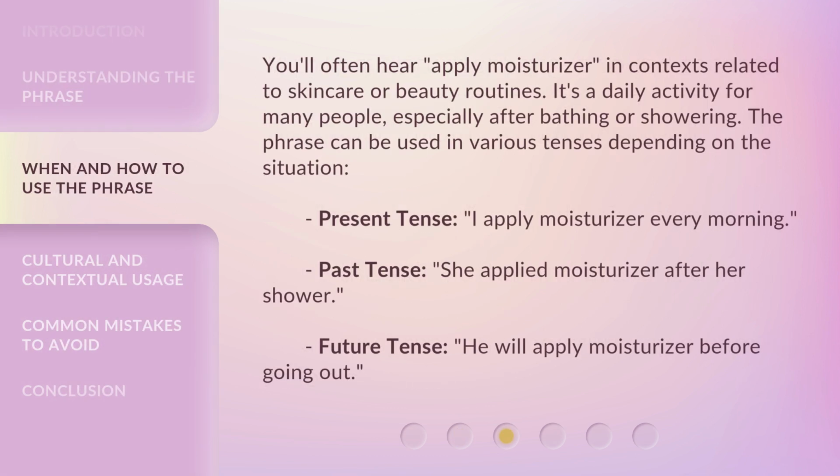You'll often hear, apply moisturizer, in contexts related to skincare or beauty routines. It's a daily activity for many people, especially after bathing or showering. The phrase can be used in various tenses depending on the situation. Present tense, I apply moisturizer every morning. Past tense, she applied moisturizer after her shower. Future tense, he will apply moisturizer before going out.